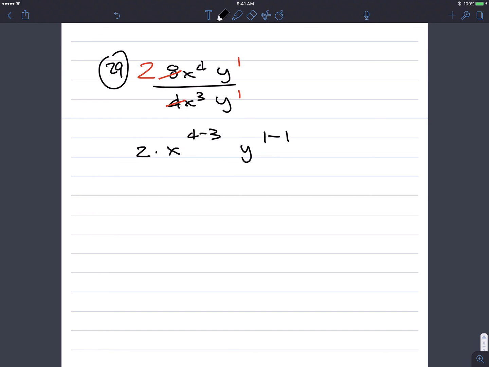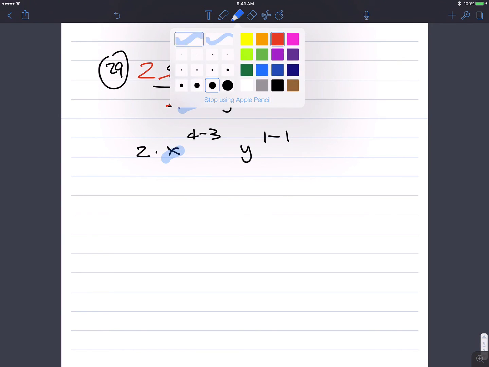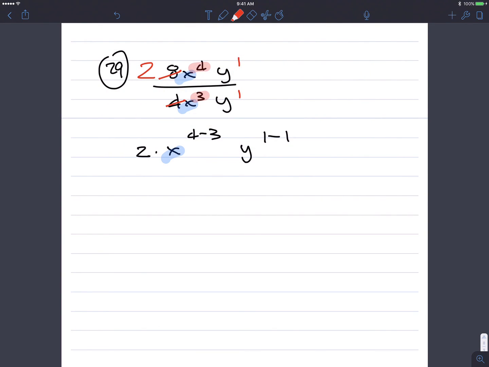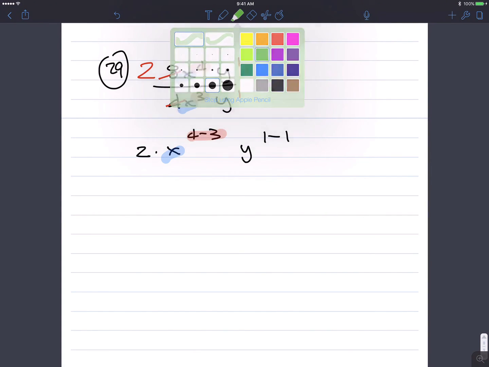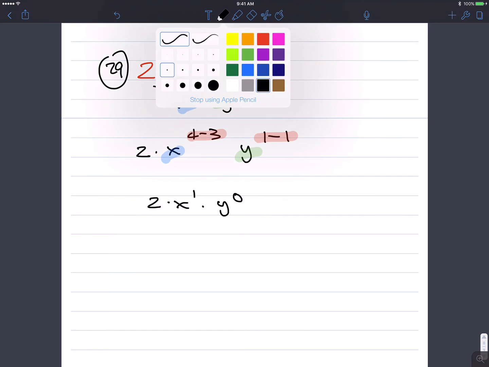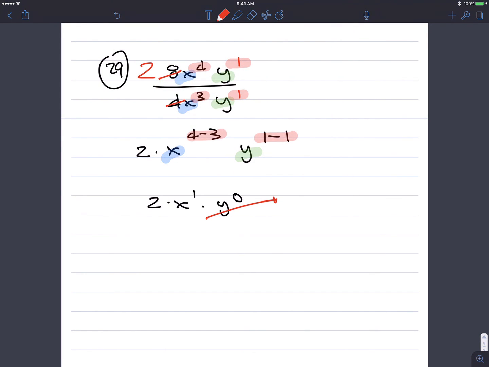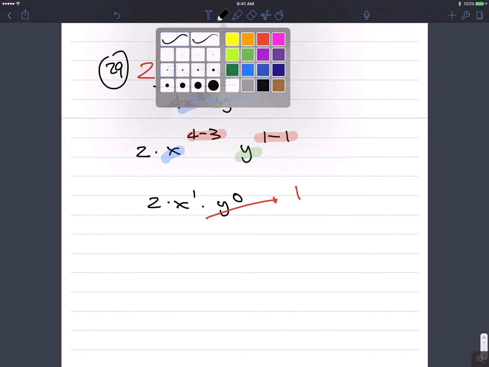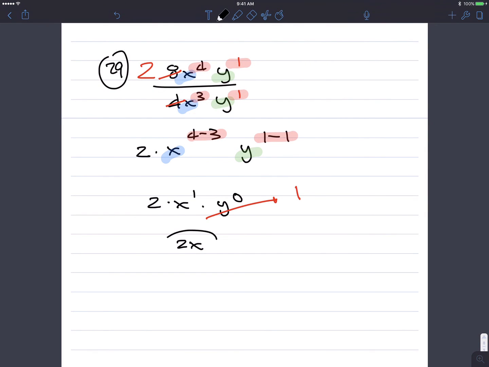Let's go back and take a look. Same base, and I'm dividing. Keep the base. Subtract 4 with 3. Y and y. Keep the base. 1 minus 1. We end up with 2 x to the 1st power, y to the 0 power. Now, y to the 0 power is the value 1. Final answer is simply 2x.